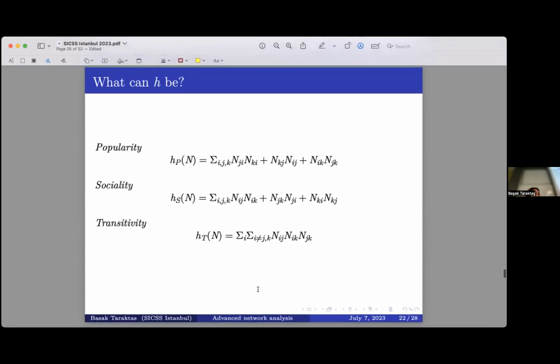And it can be popularity, sociality, and transitivity. So again, popularity is the fact that you're receiving lots of incoming ties. A lot of people love you and they want to connect with you. Or you're very social, you basically want to befriend everyone, you're sending ties to everyone. Or transitivity is this idea that I'm more likely to befriend a friend of my friend. So if we were to represent it, this would give us a triangle.